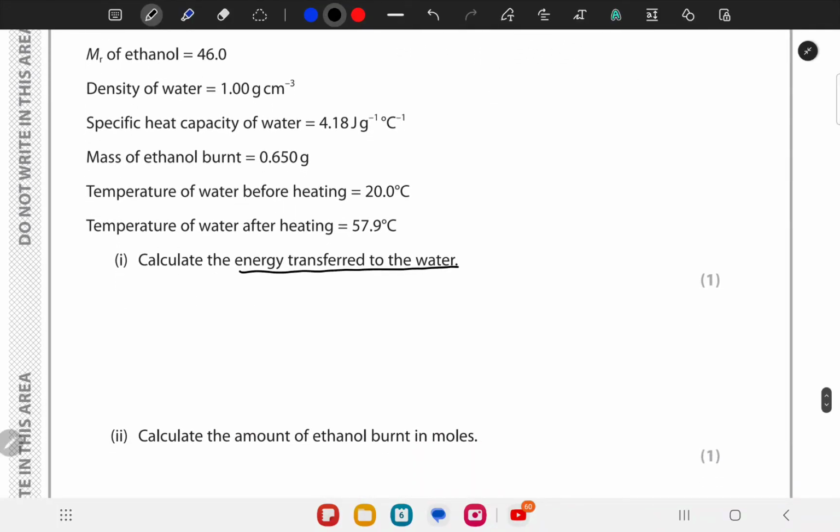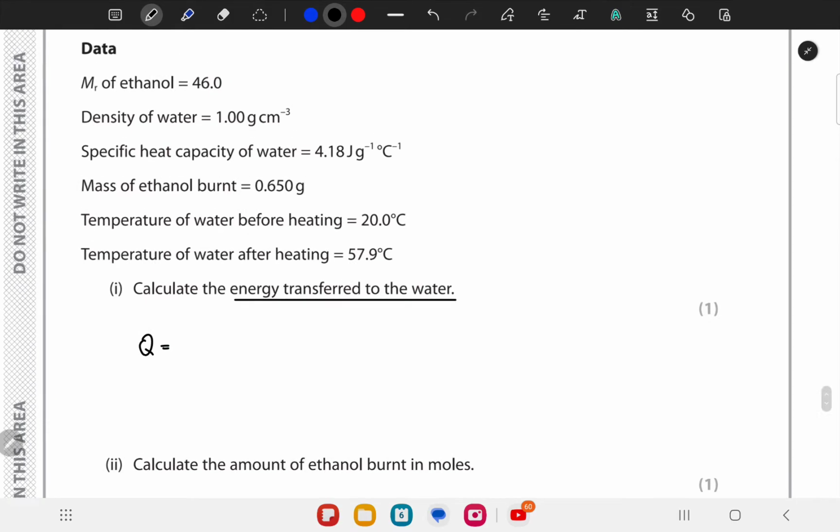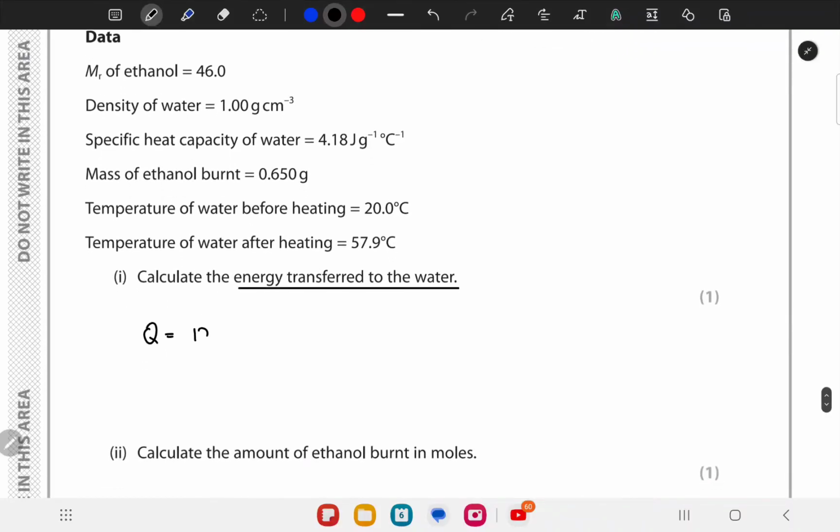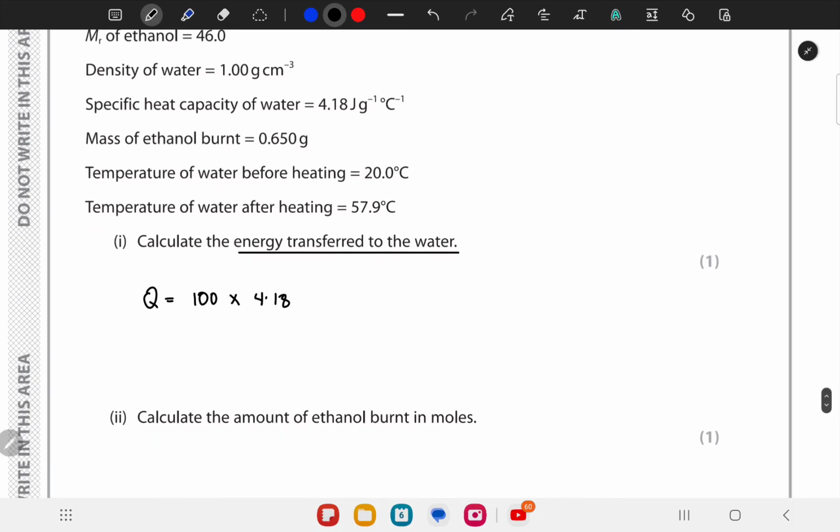We are measuring the heat energy gained by the water to find the enthalpy of combustion of ethanol. So we need to find the energy transfer to the water at first. The mass of water would be 100 grams. The specific heat capacity is 4.18 joules per gram per degree Celsius, and the temperature change is 57.9 minus 20. So the energy transferred would be 100 times 4.18 times (57.9 minus 20), so 15,842.2 joules.